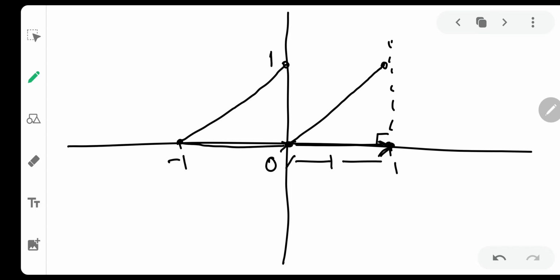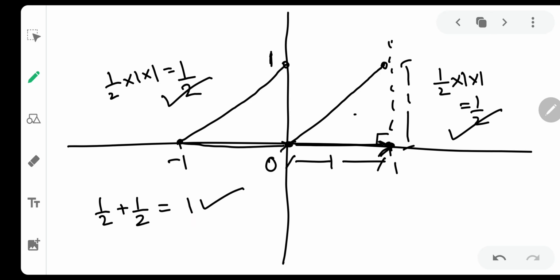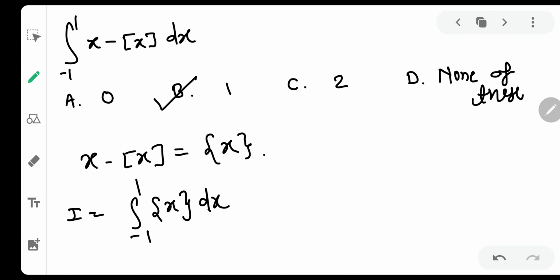The base is 1 unit and the height, as you can see, is also 1 unit because the graph ends on 1. So the area of this triangle will be half into 1 into 1, which is equal to half. And the area of this triangle will be half into 1 into 1, which is equal to half. So the total area would be this half plus this half, which is equal to 1. So the right answer for this question should be option B.